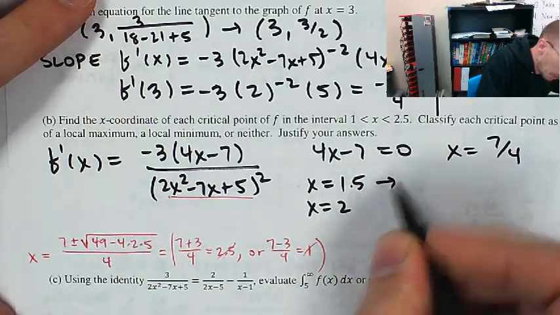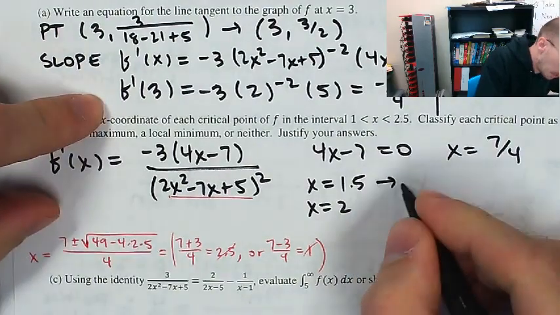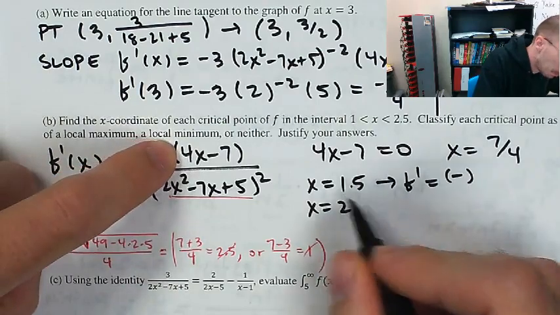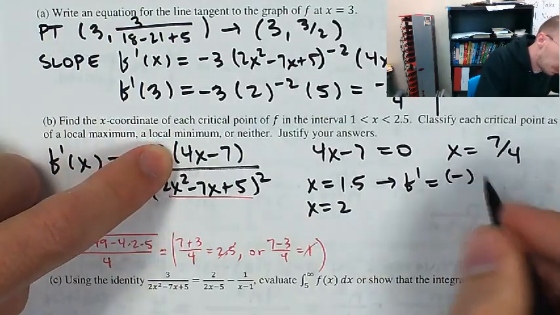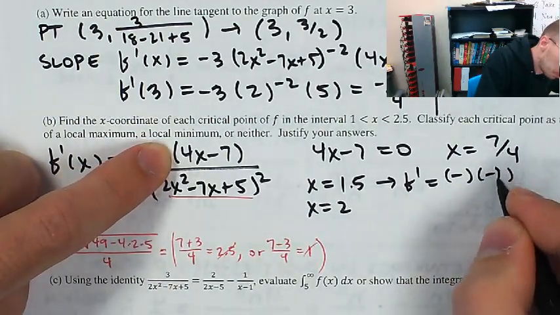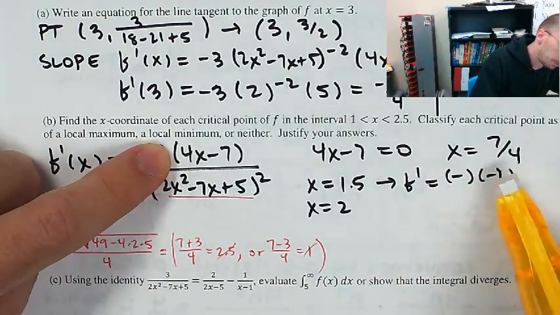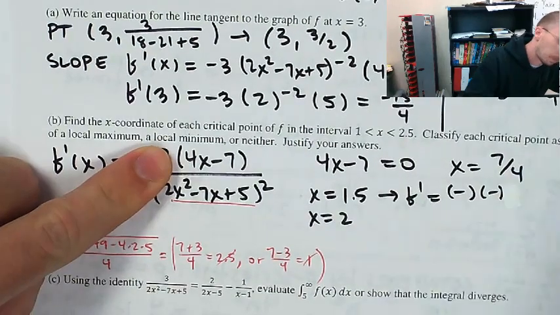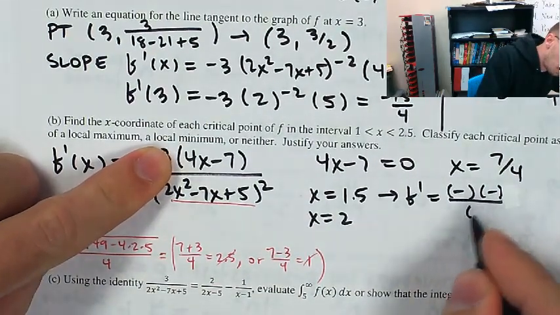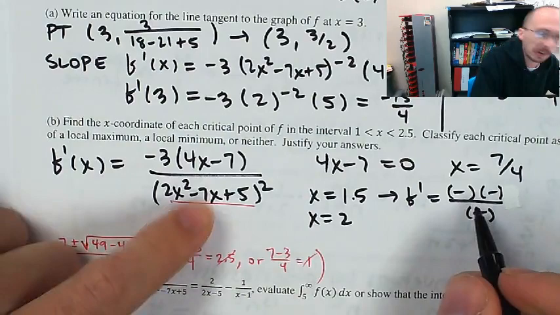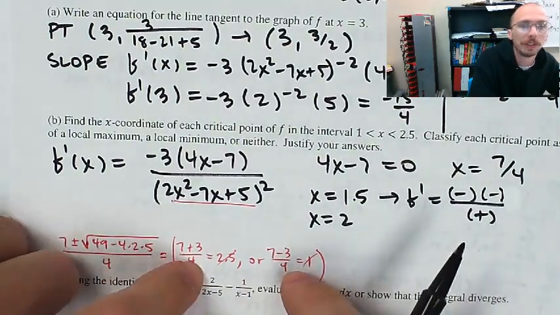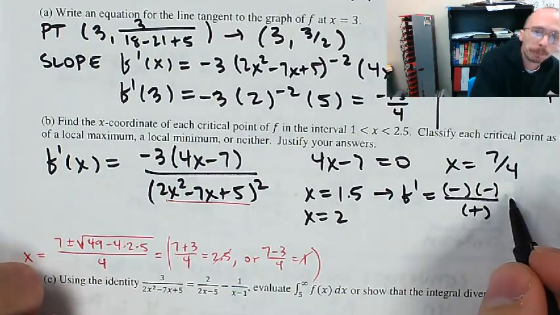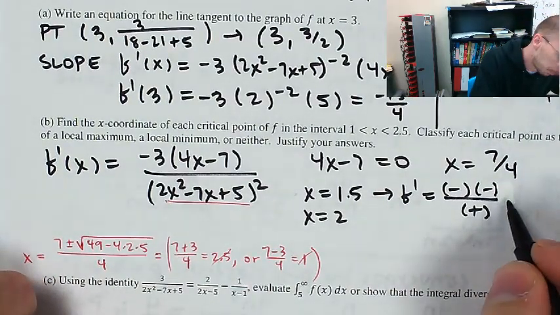X equals 1.5 gives me f prime equals a negative number, negative 3, times 4 times 1.5 is 6, minus 7 is another negative number. Well, yeah, sure. Divided by a squared number, which is going to be positive, provided it's not 0, but I know it's only 0 at places I'm not interested in, which is not 1.5. So that's positive.